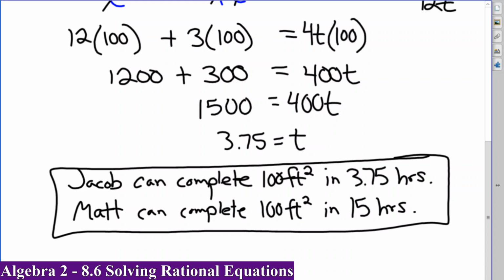Remember, it's going to take him exactly 4 times longer. So how did I find that 15? Remember, Matt was 4 times the amount that Jacob was. So 4 times t, or 4 times 3.75, gives me 15 hours. Okay?